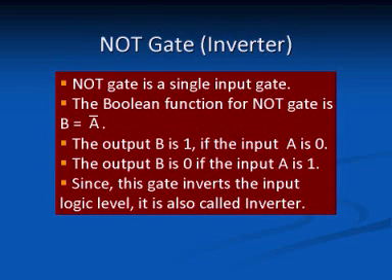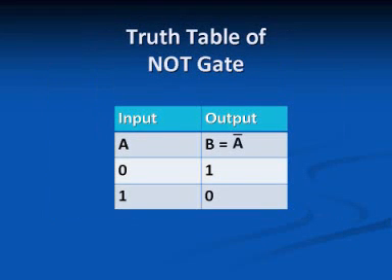The first and the most elementary gate is the NOT gate, which is a single input gate. The Boolean function for NOT gate is B is equal to A bar. Being a single input gate, the truth table for NOT gate has only 2 raised to power 1, that is 2 combinations, 0 and 1. When A is equal to 0, B equals to 1, and when A is equal to 1, B equals to 0. What do you understand from this? That is, B is complement of A.